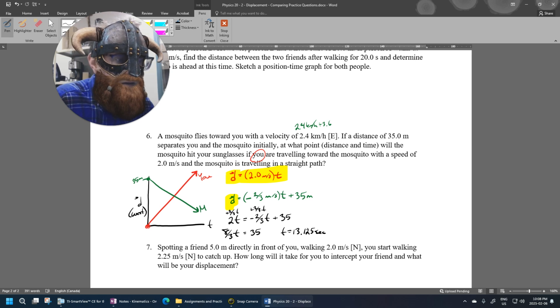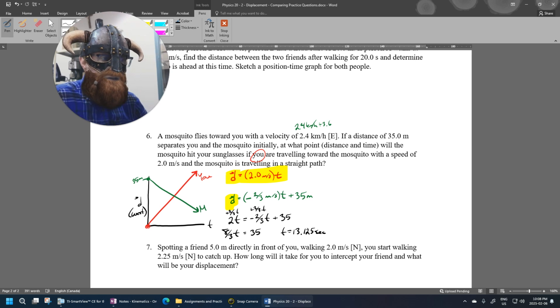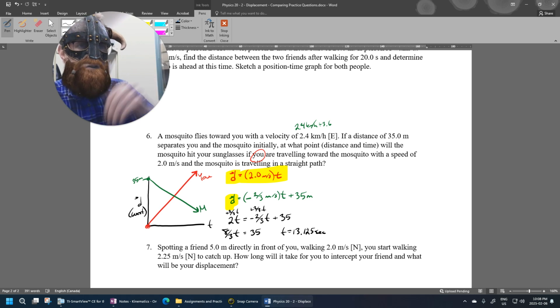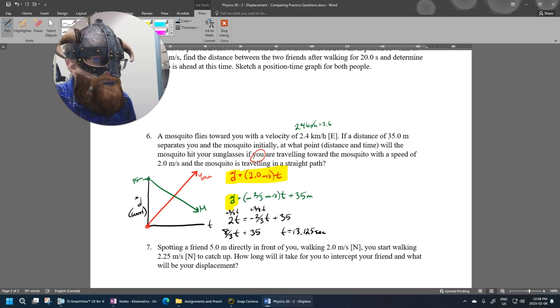Yeah, then what I need to find out is the position or the distance one of us had to travel. So I'm just going to find the distance you had to travel to get there. It didn't specify, it just says the distance. At what point or distance will the mosquito hit your glasses if you're traveling? It doesn't specify. Yeah, okay.